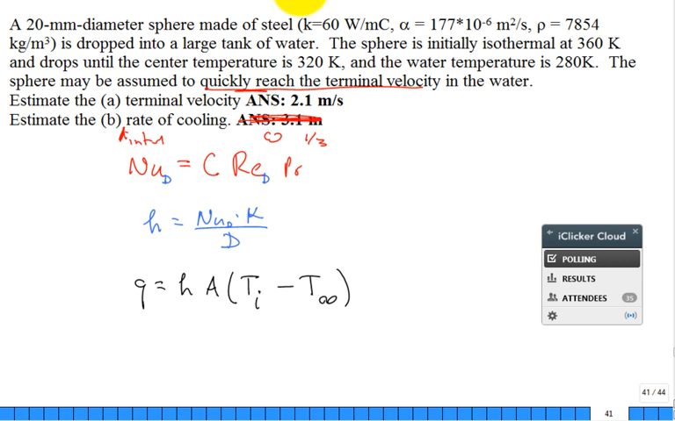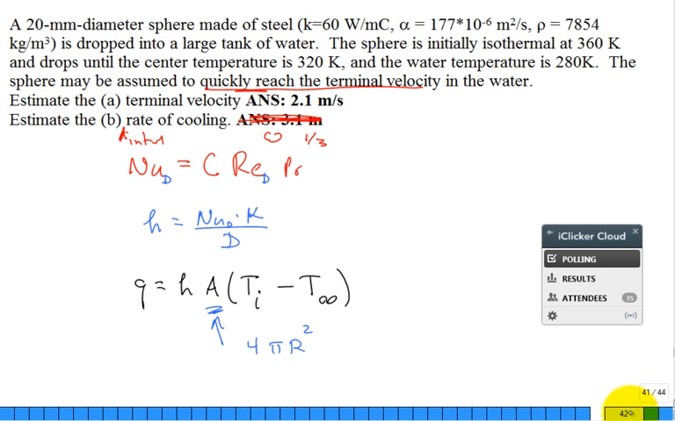Okay, that's pretty easy. What is the area? Is that my projected area, or is that the surface area of the sphere? So we go back and ask the clicker, or just give the equation. Is it 4 pi r squared? Yeah, it's 4 pi r squared. Okay. So that gives me the initial rate of cooling.